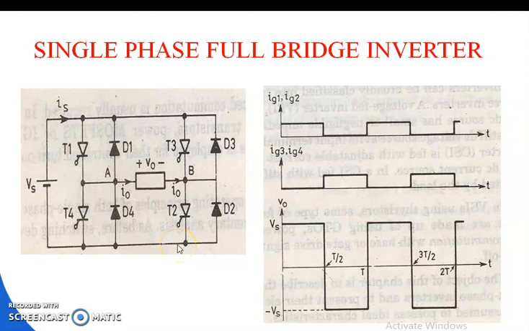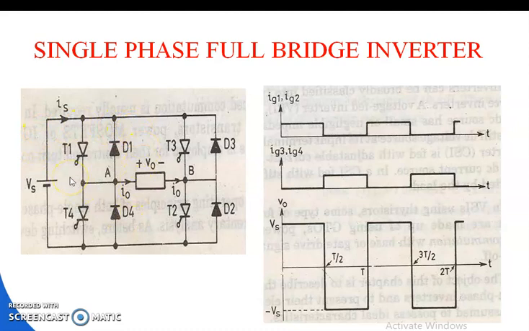Then, the single phase full bridge inverter. There are two different figures drawn here, that is figure 1 and figure 2. Figure 1 shows the circuit diagram of the single phase full bridge inverter, and figure 2 shows the different timing diagrams with respect to the load voltage V0 and the gate currents marked here. So let us come to figure number 1, which shows the circuit diagram.